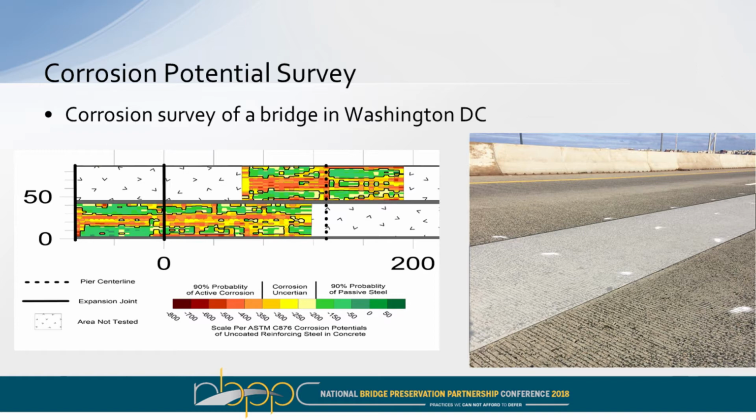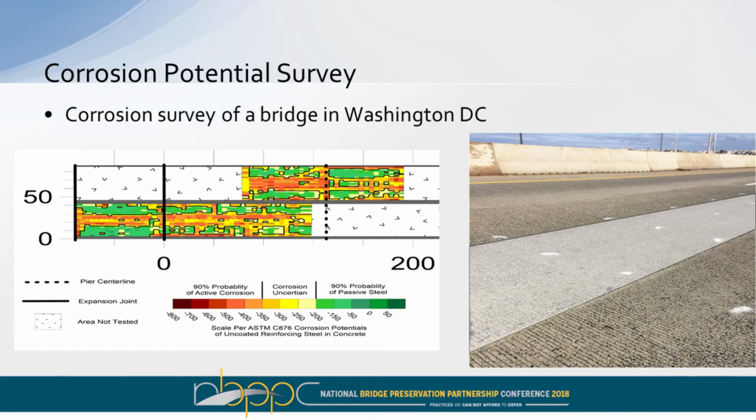And we can see here that the hotter colors indicate a 90% probability of active corrosion based on potential. We have very hot colors down the center of the bridge, and then along the parapet walls. Again, drainage paths tend to be more deteriorated, so we tend to see higher potentials along drainage paths. But why is this center piece really, really active with regards to corrosion?